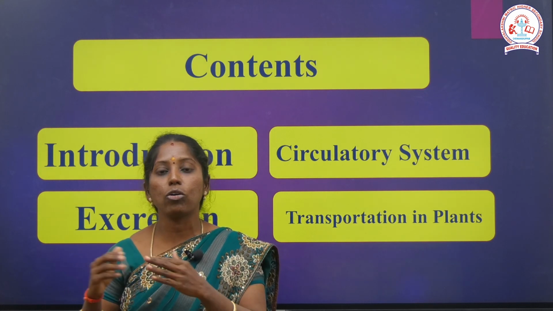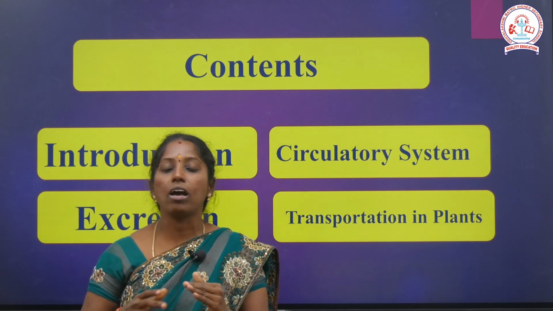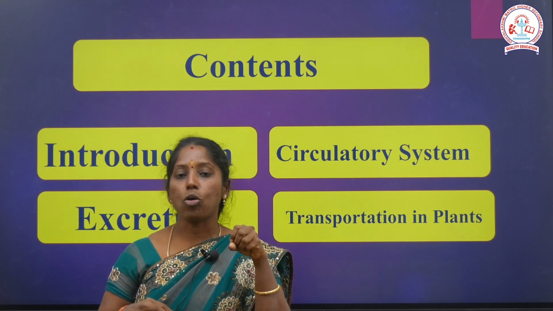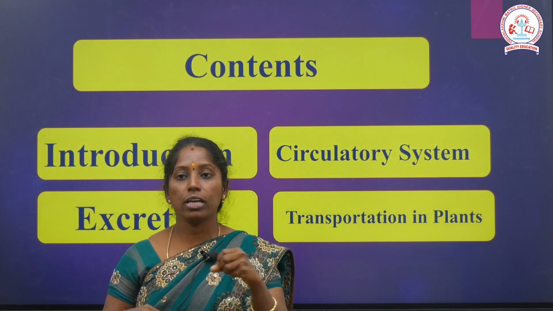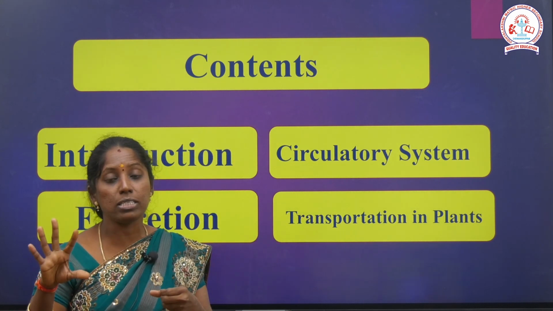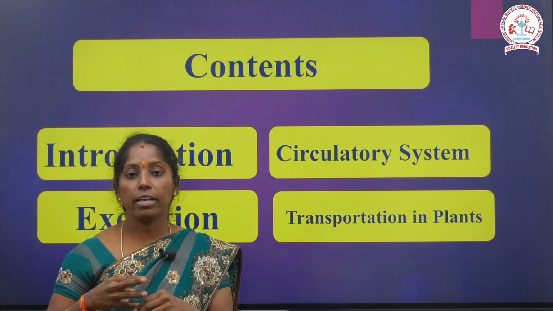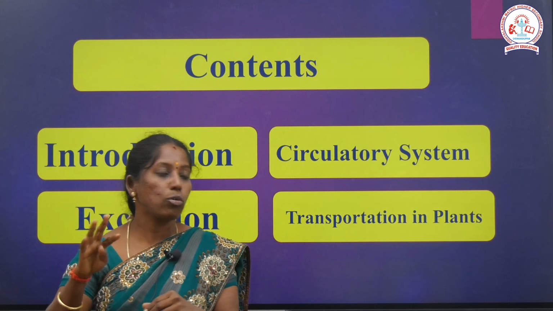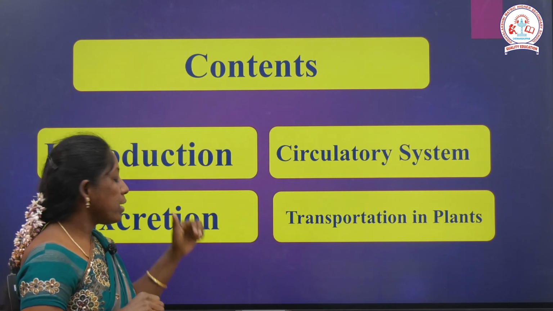Okay, then next we saw the heart. We know that the heart is an important organ. It pumps the blood and carries oxygen to all parts of the body through the blood. It has 4 chambers. What are the 4 chambers? Right atrium, left atrium, right ventricle and left ventricle. So 4 chambers.